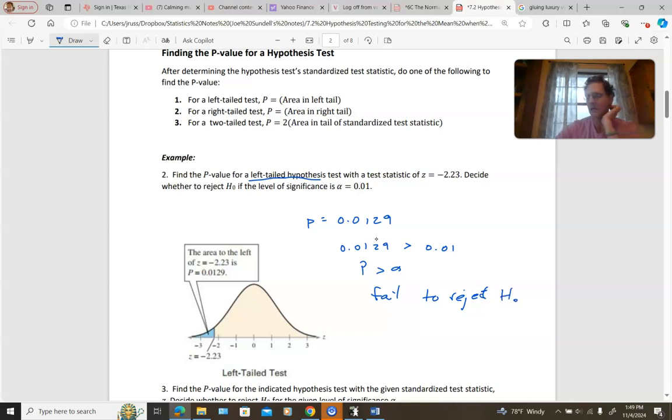Fail to reject H naught. In other words, essentially what we're saying here is that we're real close to rejecting it, but it's not quite. So whatever that test statistic was, it's not far enough away from the mean for us to assume that our initial assumption was incorrect, okay? If it were just a little bit further to the left here, then we would reject the null hypothesis in favor of saying, well, probably the mean is not what I hypothesized it to be.